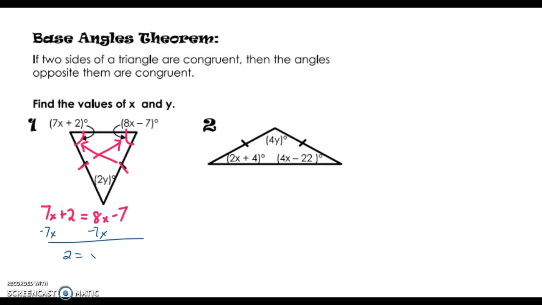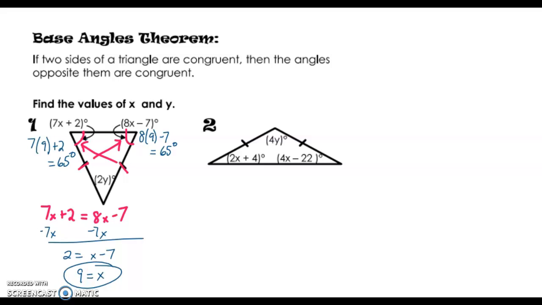So we're going to get 2 equals x minus 7, and then add the 7 over. So you get x equals 9. All right, so then we still need to know y. Well, if you plug 9 back in, so if you come over here, 8 times 9 minus 7, use a calculator, that's 65 degrees. This should also be 65. It's a good way to check. 7 times 9 plus 2, use a calculator, 65 degrees. Okay, so both of those are congruent, which makes sense.